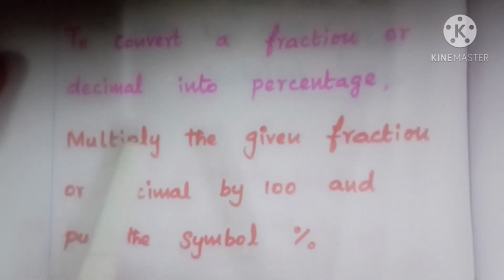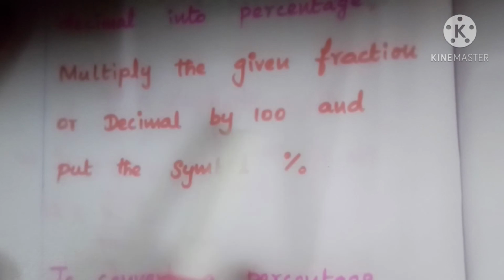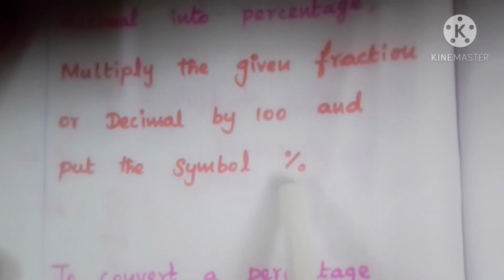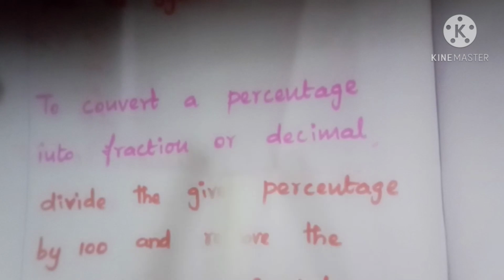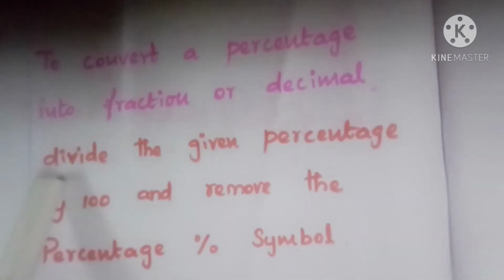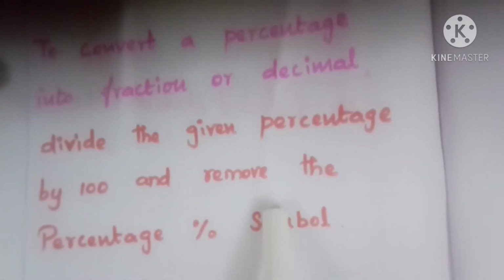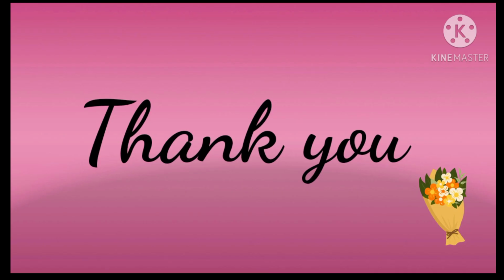A small recall. To convert a fraction or decimal into a percentage, multiply the given fraction or decimal by 100 and put the percentage symbol. And to convert a percentage into a fraction or decimal, divide the given percentage by 100 and remove the percentage symbol. Thank you, students.